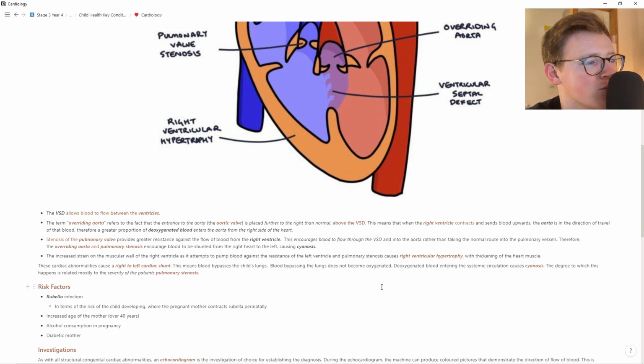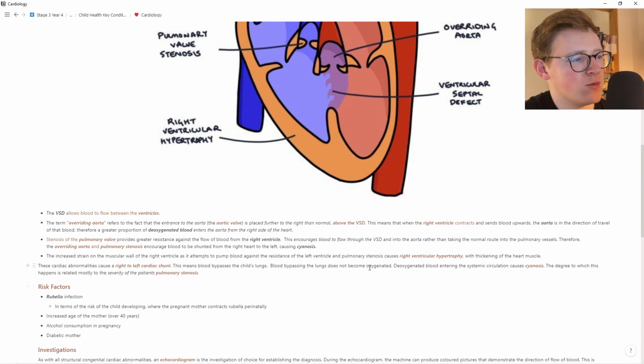The increased strain on the muscular wall of the right ventricle. So this is what I mean, is this stepwise process as it attempts to pump blood against the resistance of the left ventricle, and the pulmonary stenosis causes right ventricular hypertrophy, thickening the heart muscle.